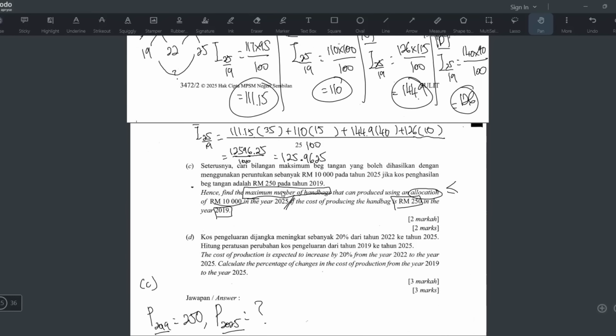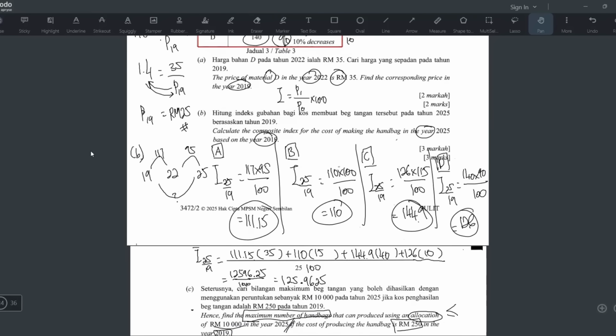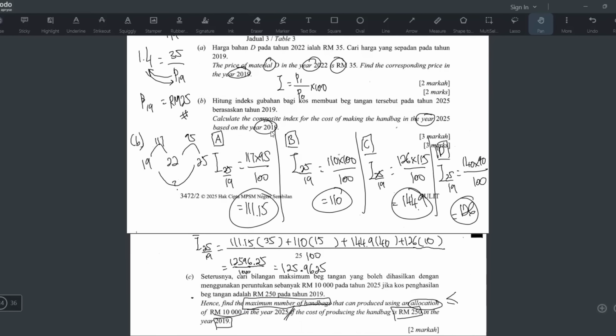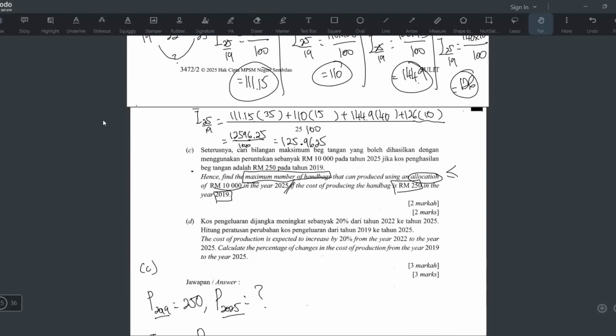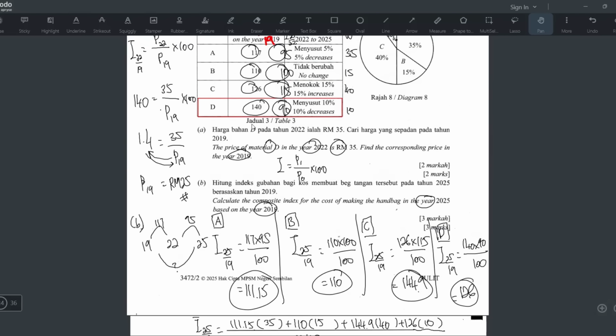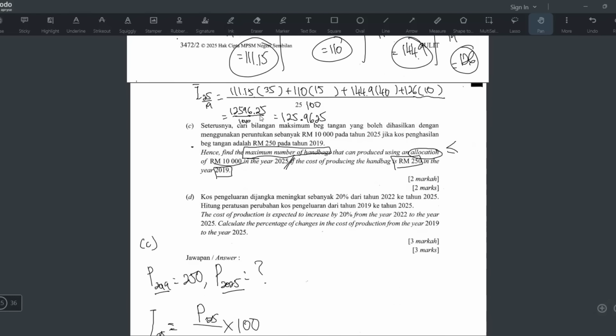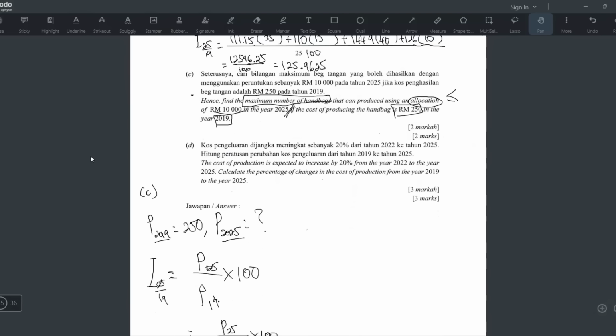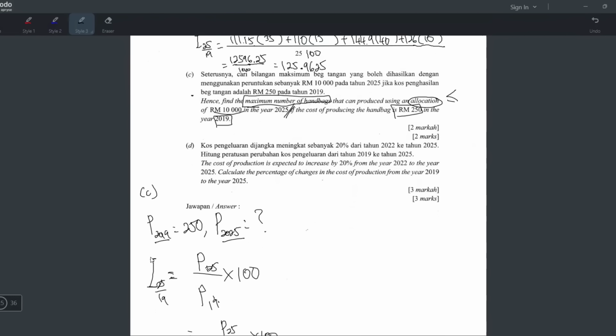Let me tell you why. It's because the question never mentioned whether it's material A, B, C, or D. If they never mention which material, that means you have to take the composite index. Yeah, I mentioned it in A just now also, right? When I explained A, I told you already. If there's no mention of material A, B, C, D, it means you take the composite index. And the year also matches, 25 19. So yes, the year is already matched.